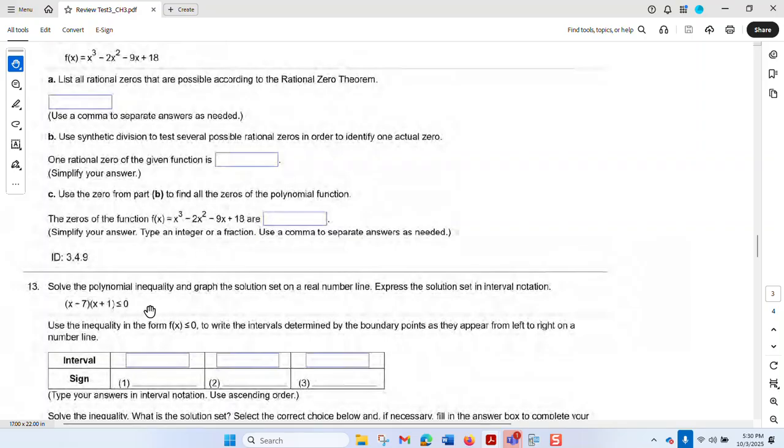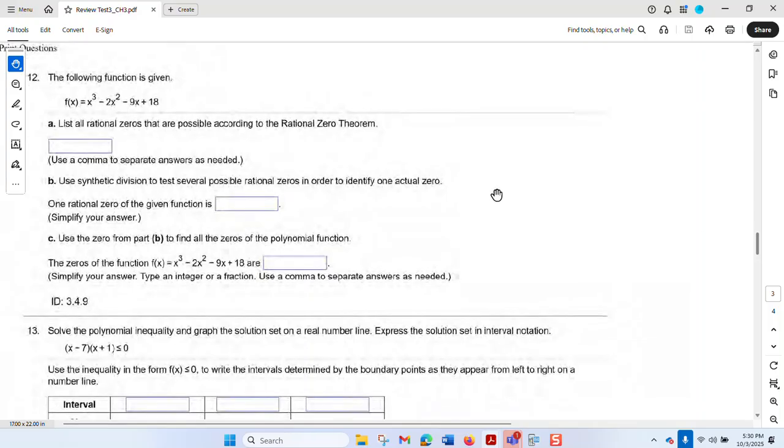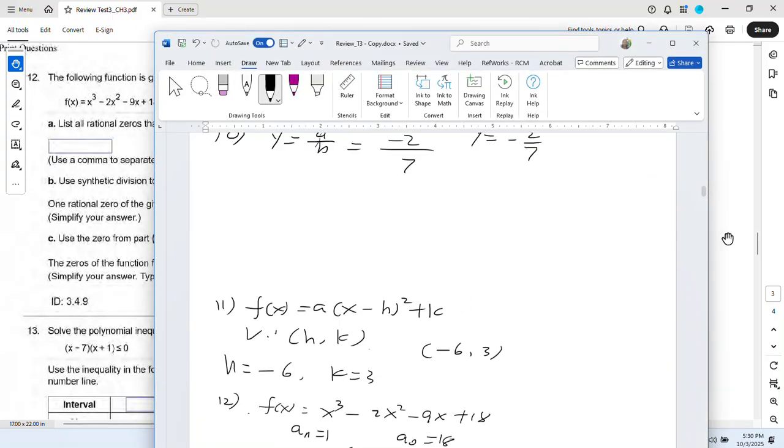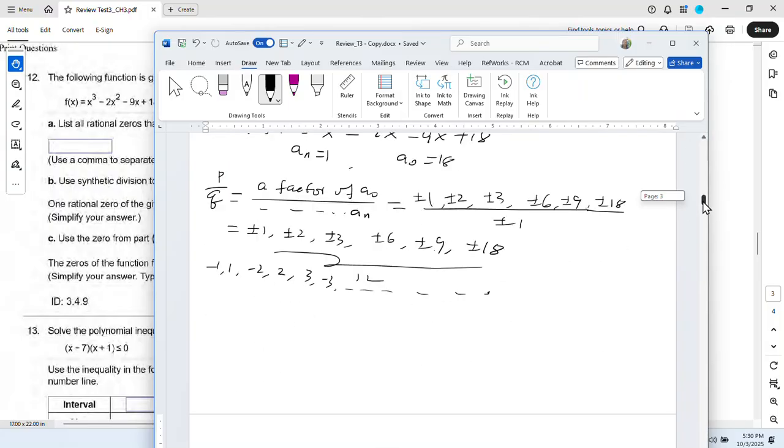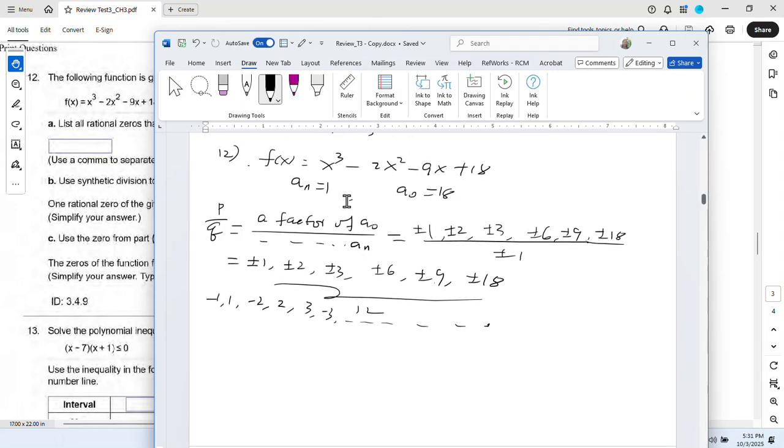Okay, so we are doing the possible zeros for number 12, right? The possible zeros are going to start from 12 again, okay? So to list all the possible zeros for number 12, we use P over Q, okay? You have the coefficient a sub n, which here is 1, and a sub 0 here is 18, right? And then you're going to factor 18. So 18 will be 1 times 18, 2 times 9, 3 times 6. And then everything divided by 1.